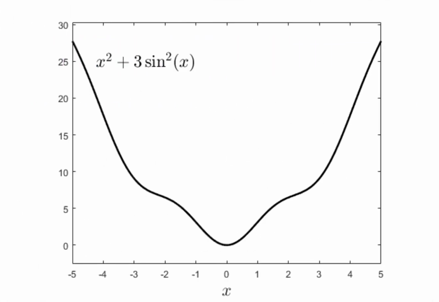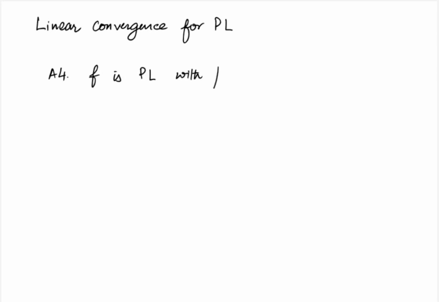So here is an example of a non-convex PL function. The function is x square plus 3 sine square of x, and as you can see, it is non-convex. The function, however, satisfies the PL inequality. Linear convergence of gradient descent holds for PL functions regardless of whether they are convex or not. We make the following assumptions. A4 is that the function f satisfies PL inequality with parameter mu.